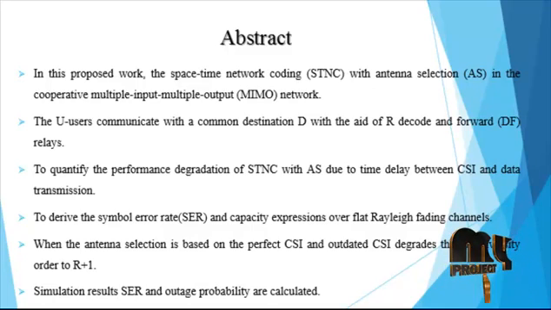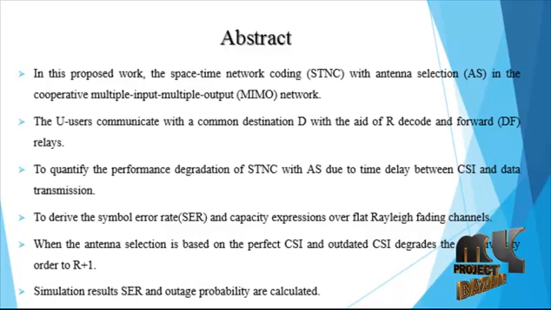The asymptotic SER expression reveals that STNC with antenna selection guarantees a full diversity order of N_U plus the summation of r equal to 1 to R of N_R times N_D, where N_U, N_R and N_D are the antenna numbers of the user, relay and destination D respectively. When the antenna selection is performed based on perfect CSI, channel state information, and outdated CSI degrades the full diversity order to R plus 1.